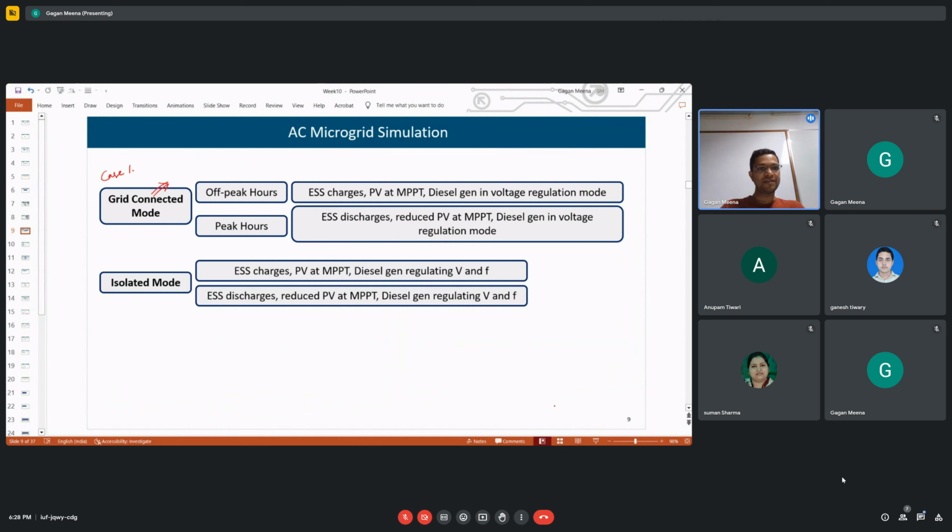Next one was this operation of parallel inverters. This is the fourth one, demonstration of parallel inverters operation in AC microgrid. Why do we need parallel inverters? Parallel operation of inverters, or in general generators.